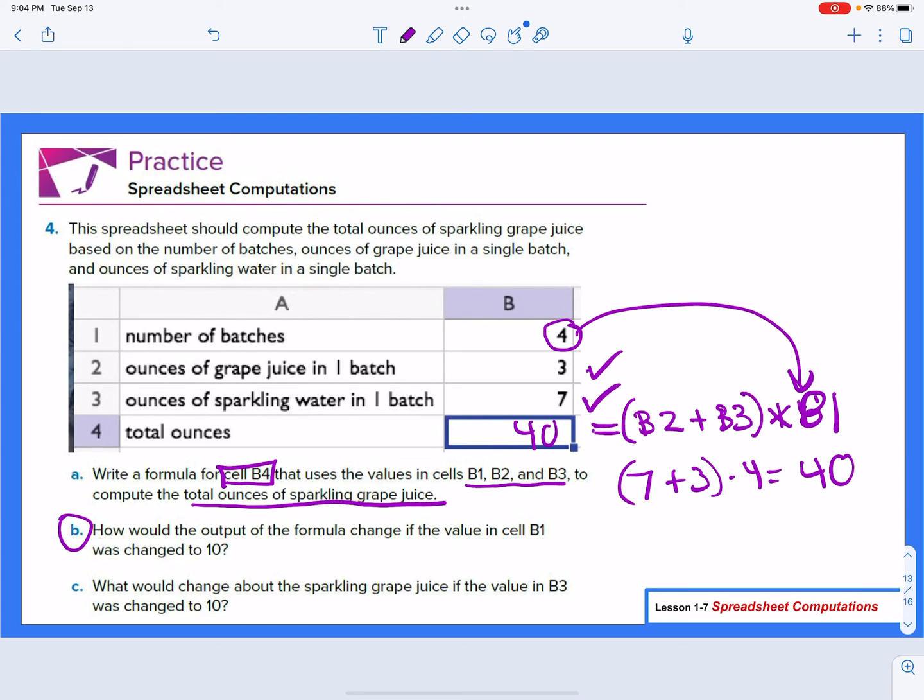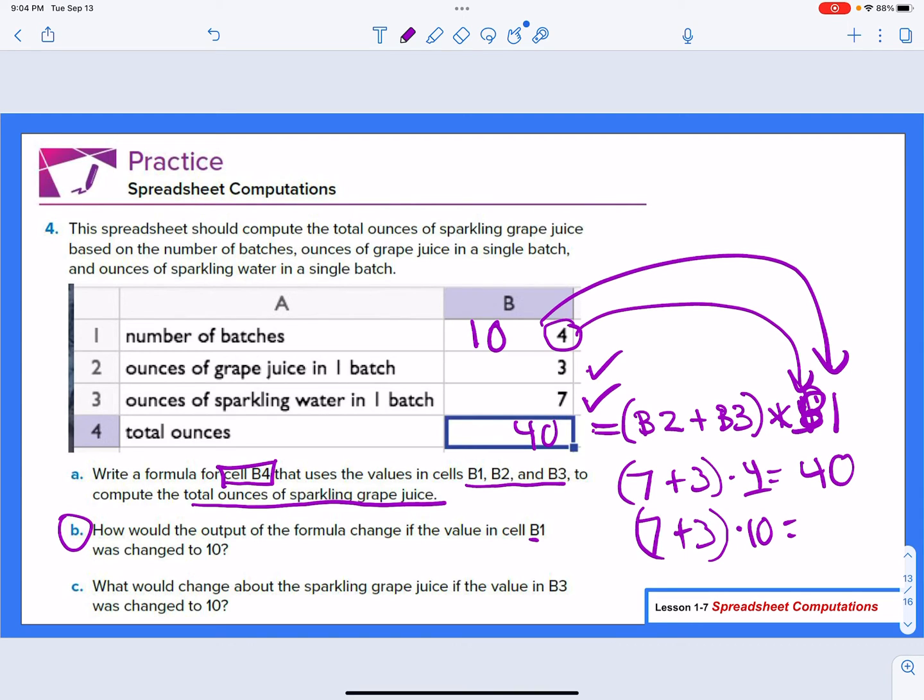For B, how would the output of the formula change if the value in cell B1 was changed to 10? So if this changed to 10, instead of multiplying by 4, we'd multiply everything by 10. I have 10 times 10 is 100. I'd end up with 100 ounces, instead of just 40 ounces. So I get a lot more there, that's for sure.